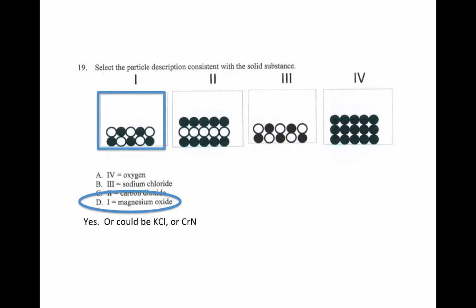Could that be magnesium oxide? It would be an ionic solid with a 1-to-1 ratio for cation to anion. That's a match for this picture. Potassium chloride, chromium nitride, those would also be examples of ionic solids with a 1-to-1 ratio.